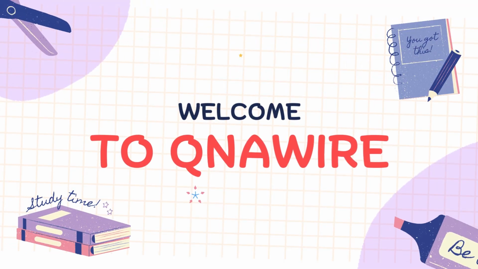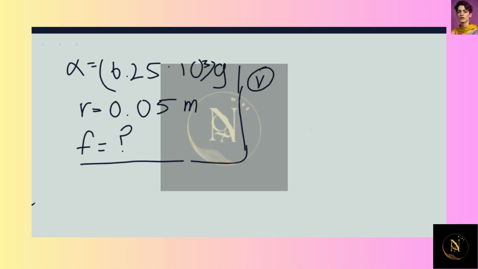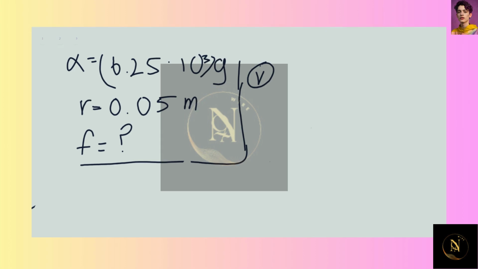Welcome to qnawire. In this problem, we have to find the number of revolutions completed per minute for a centrifuge with a given radius and angular acceleration. And we know that the number of revolutions completed per unit time has a name, which is the frequency, which is a variable that we're going to need later. So the first thing that we're going to do when solving this problem is solving for v.